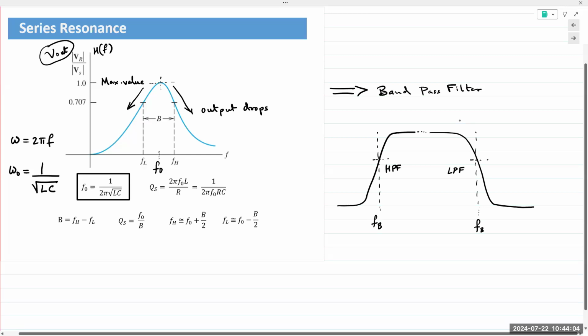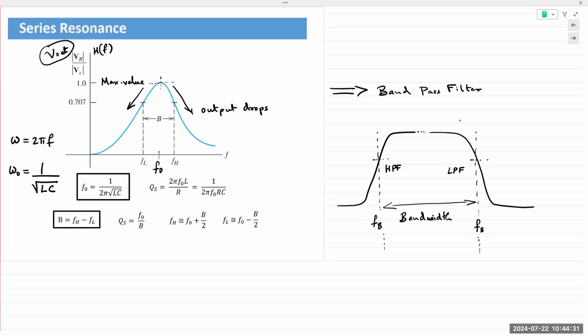If you combine these together, you get this band of frequencies that is allowed to pass through. And this is known as the bandwidth B. Bandwidth B, which is shown in this equation right here. Okay, FH minus FL.